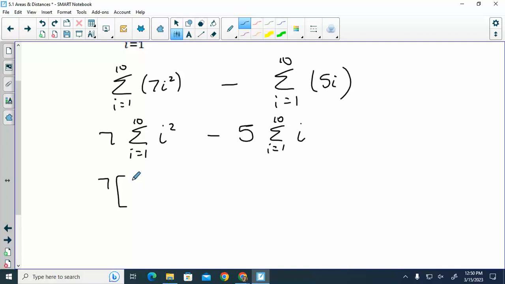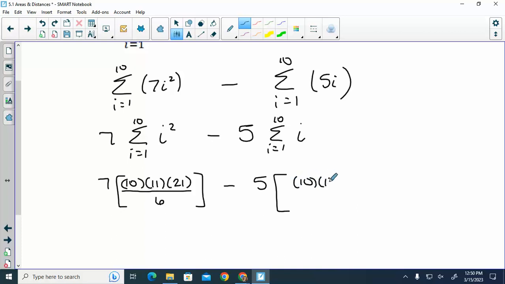So, what's the i squared formula? n, which is 10, times n plus 1, which is 11, times 2n plus 1, divided by 6, minus 5 times, what's the i formula? 10 times 11 over 2. So now we just have to calculate this.